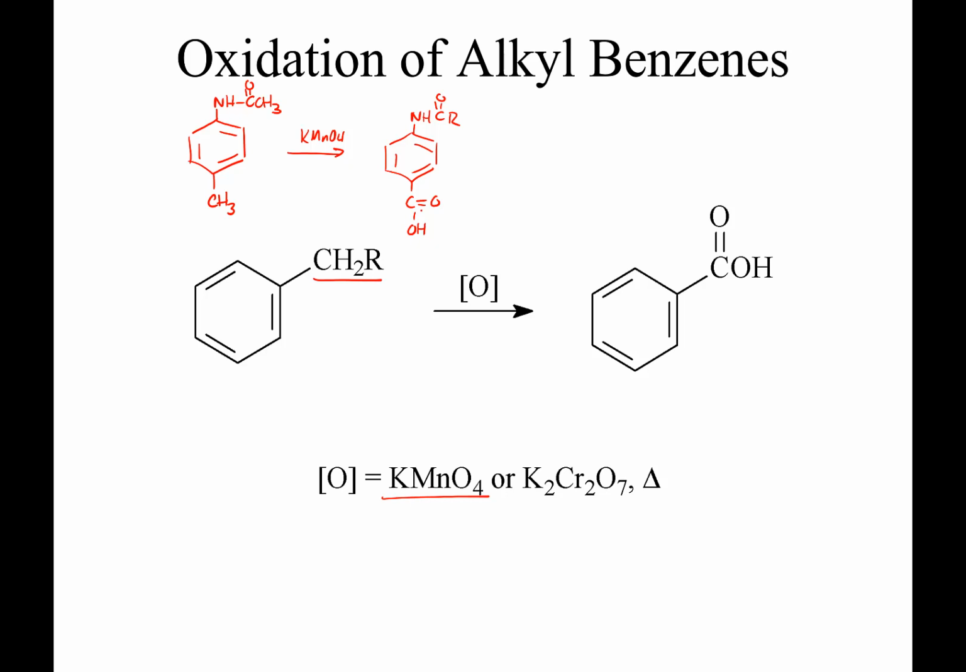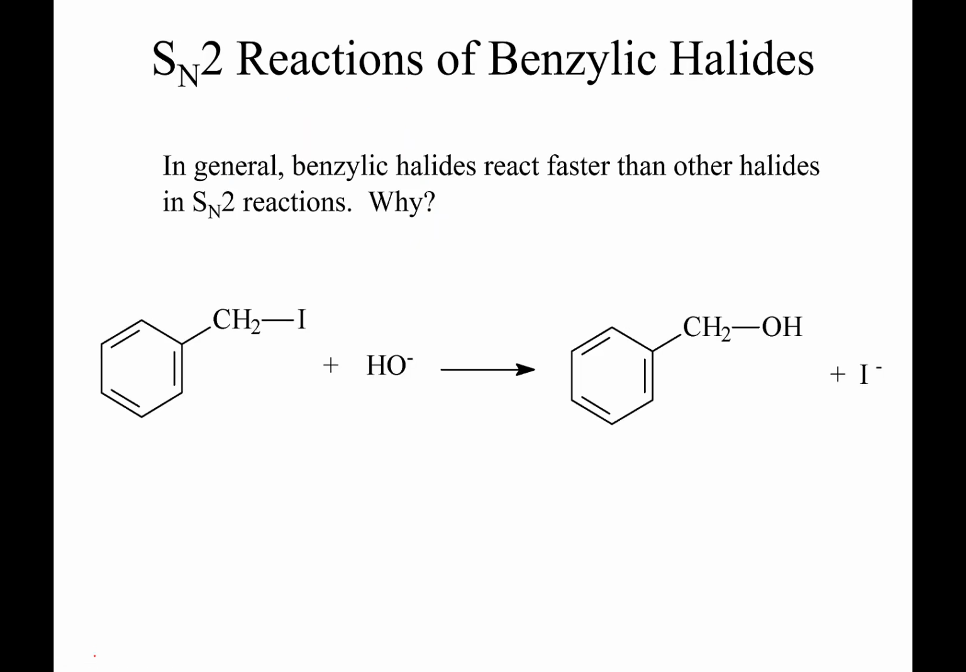So when you want to oxidize an alkyl group, you'll always make the benzoic acid. And if there's more than one alkyl group on the ring, you'll oxidize all the alkyl groups. Okay, so that we've already done in lab. We've already seen the consequences of that.